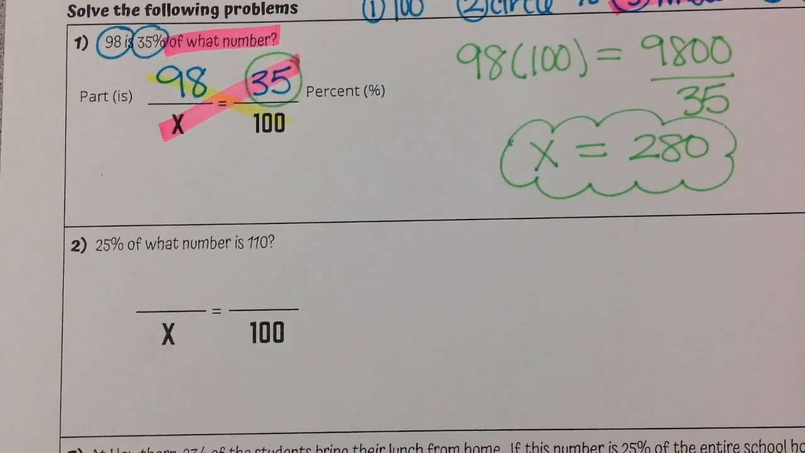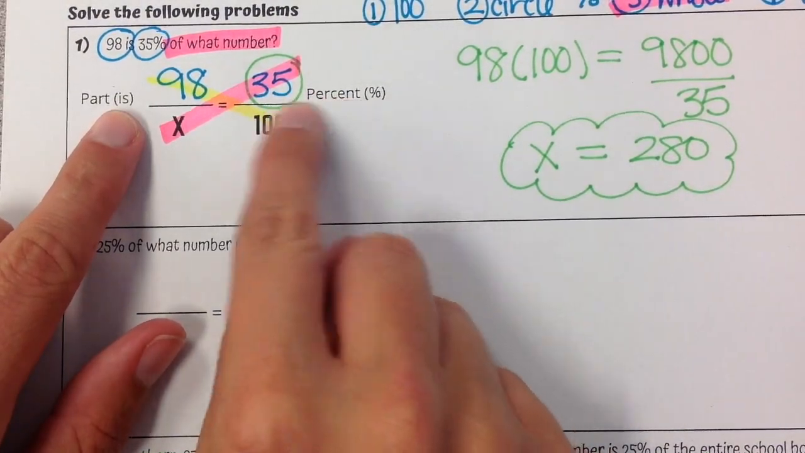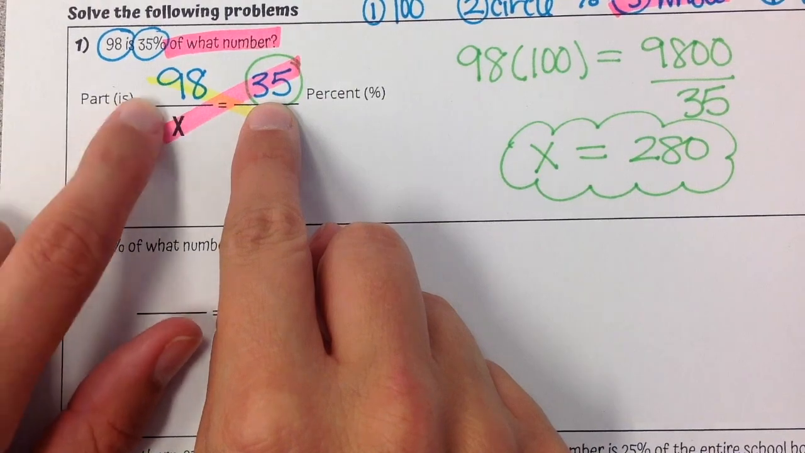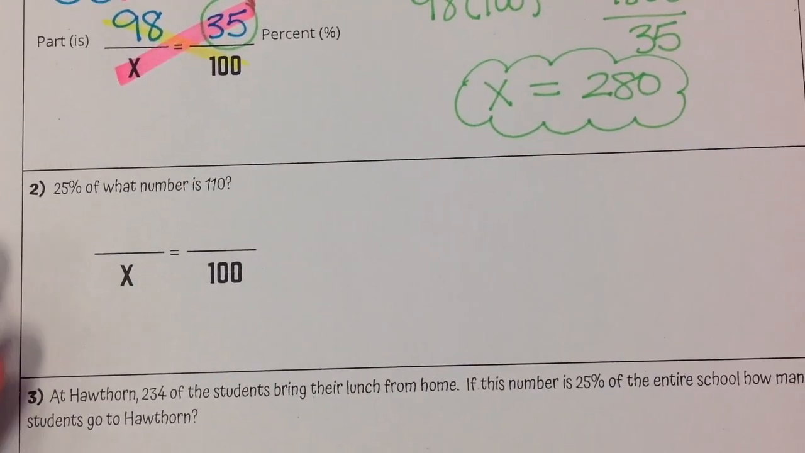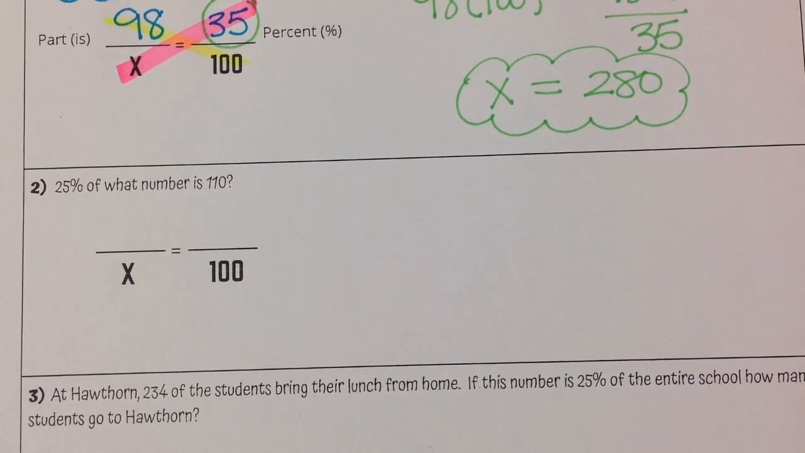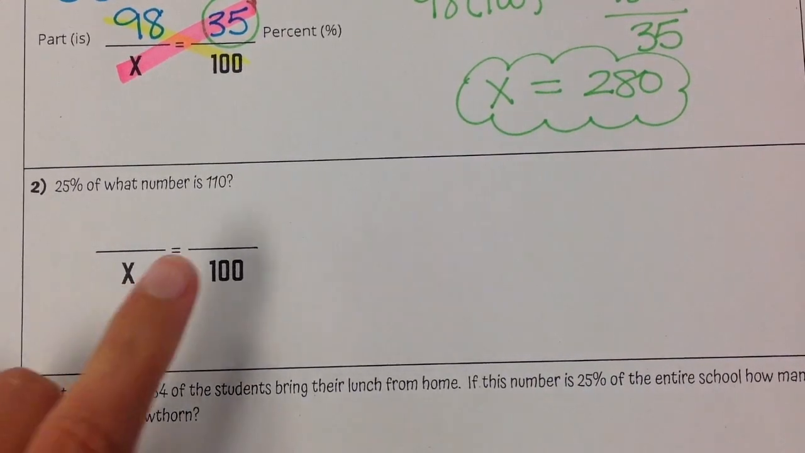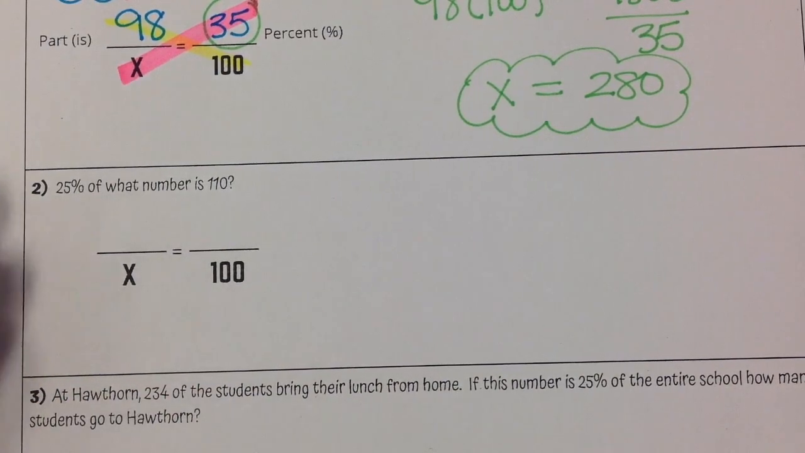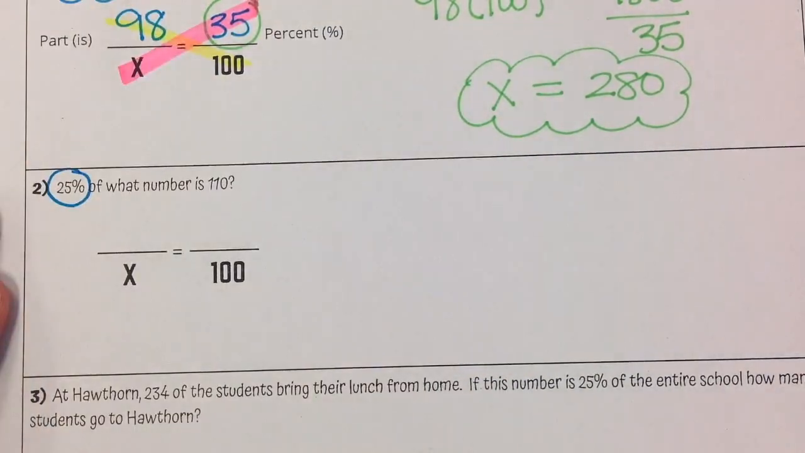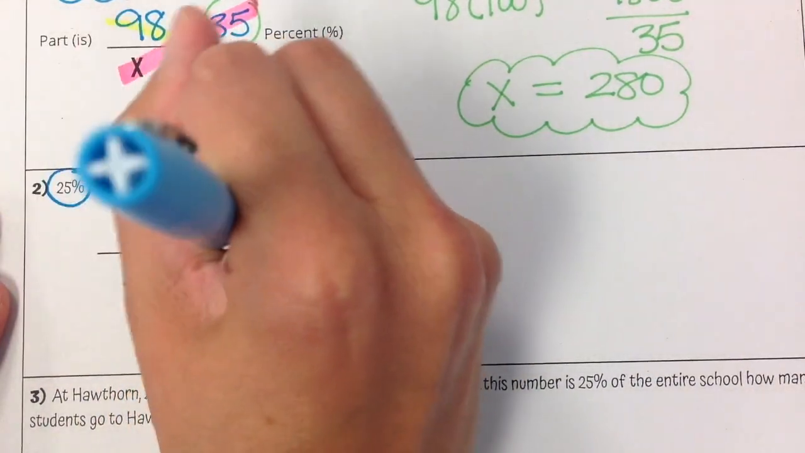All right, let's look at it again. We've taken away those descriptions. So this reminded us that's the percent, that's the part. Now we're doing it without that. So 25% of what number is 110? First thing is to write 100. That's already written for us. Second thing is circling the percent. 25%, that's going to go over 100.